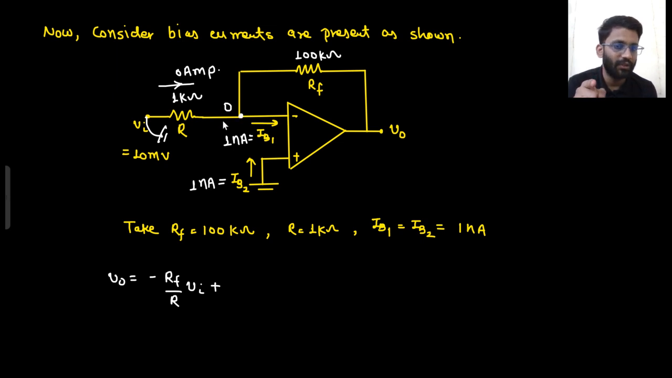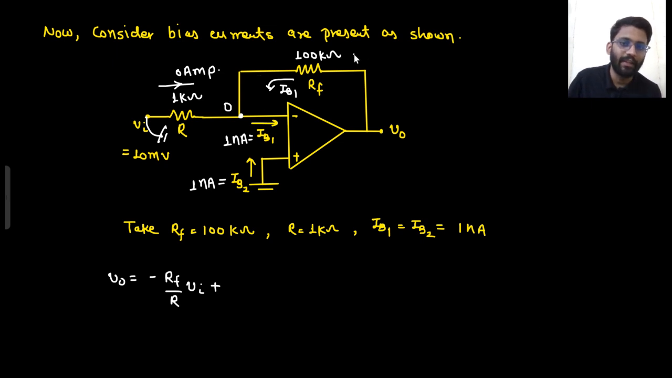This node is 0, this node is also 0. So 0, 0, there is 0 ampere current here. So this IB1 is flowing like this, right? This IB1 cannot go here. There is no component of current here. So the current IB1 will be flowing in the feedback loop only. The complete current will be flowing in the feedback loop only.